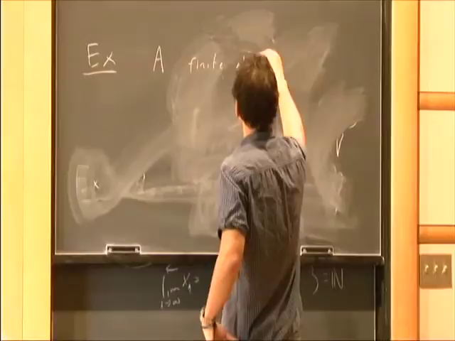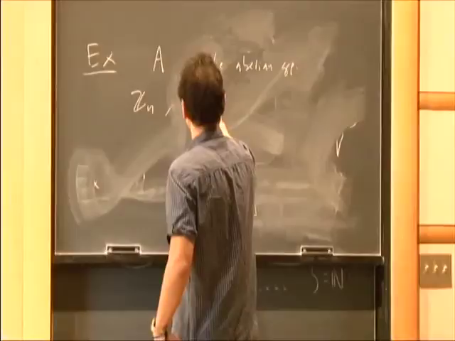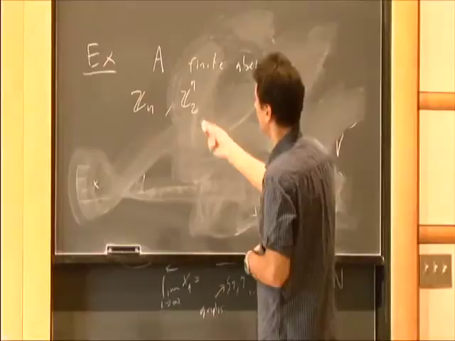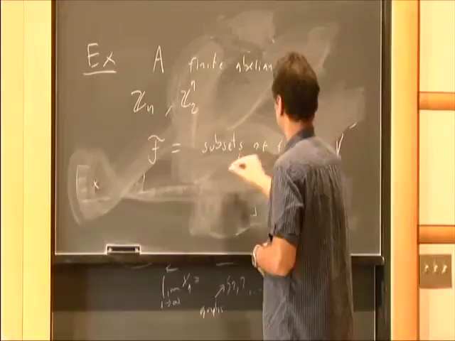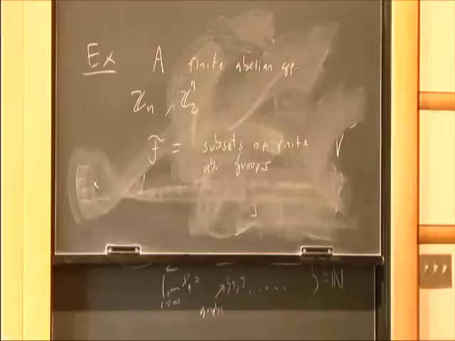Could be Zn or Z2 to the n. These are interesting objects. And then take a subset or zero-one valued function. So the objects are subsets of finite abelian groups. Now what is a meaningful sampling process? Of course, we have seen one for Zn where you take consecutive elements. That's a sampling process, but now what I'm going to do is a radically different sampling process.